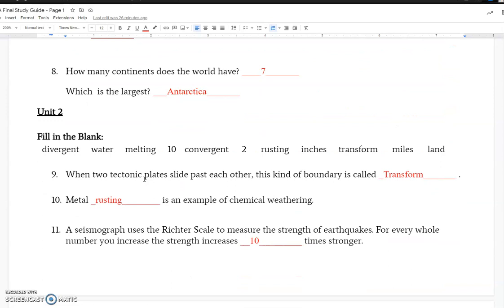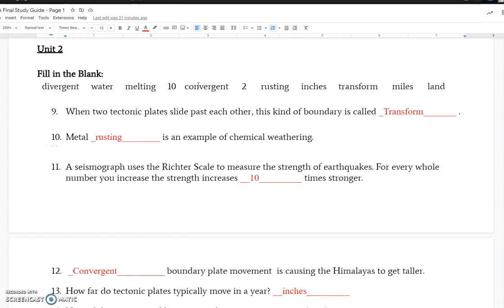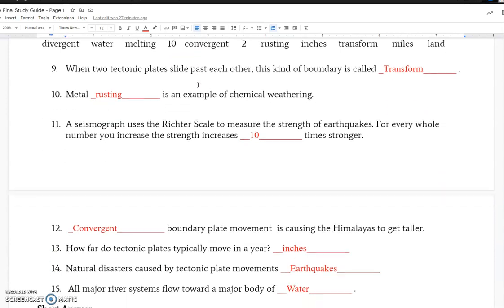Number 8, how many continents does the world have? 7. Which one's the largest? Antarctica. Unit 2. Again, same thing. Looking at that, fill in the blank.